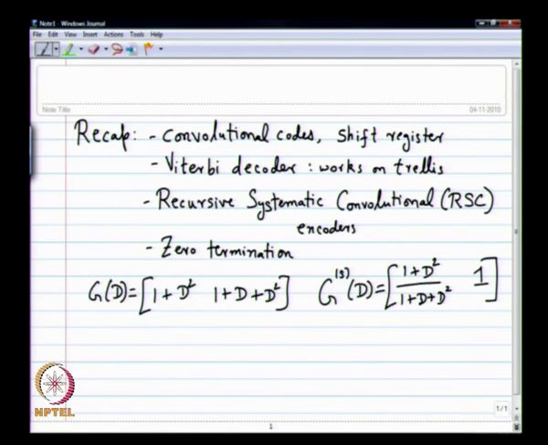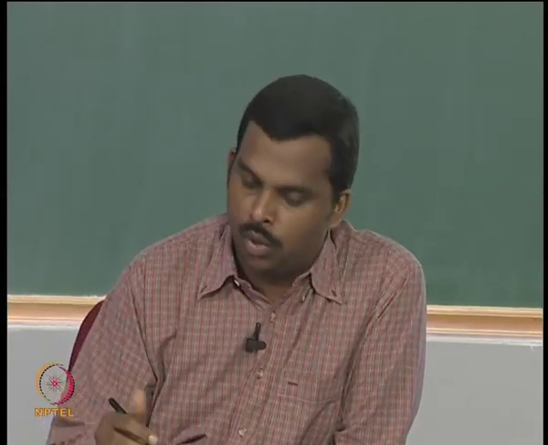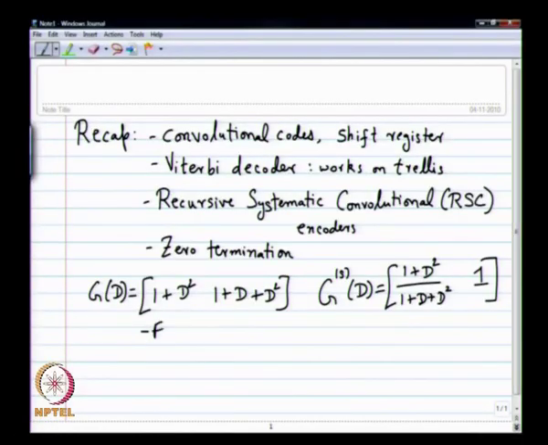The main thing I was trying to convey was that the code, when you do zero termination with either G(D) or GS(D), is exactly the same thing. You don't get two different codes. You have the same code, except that the encoder is different. Here you can call this an FIR encoder, or non-recursive, non-systematic encoder. This will be an IIR encoder.